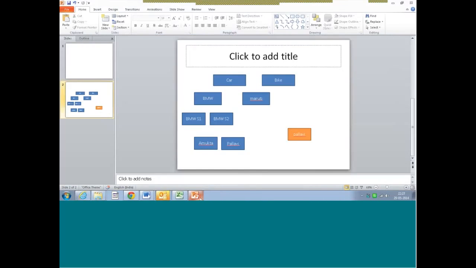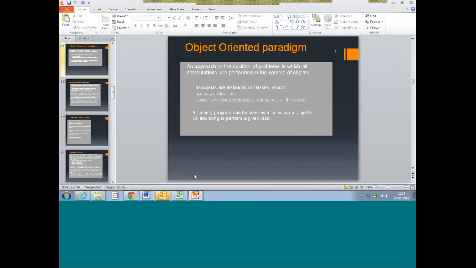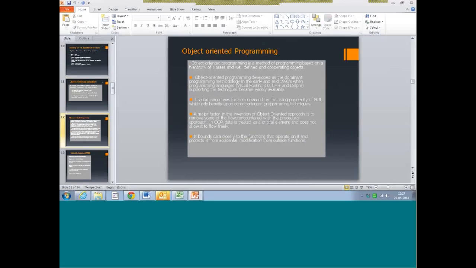We need to make this particular part much clearer. Here this definition is there. Objects are instances of a class. That's what that fellow is also saying. A running program can be seen as a collection of objects collaborating to perform a given task. We will learn a little bit more about this concept.